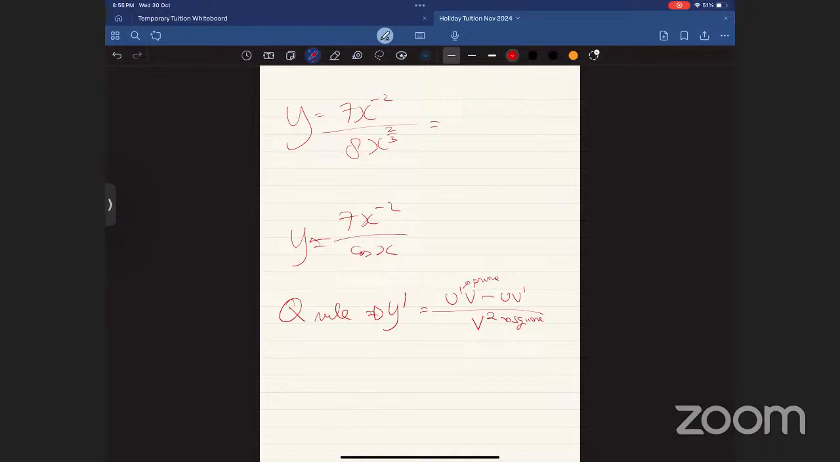No need. Instead, what do we do? Can you do it? Instead, we do in this, but can you? Okay, then tell me. 7x, 7 over 8. What do you think? Then x. And then? Minus 2 minus 2 over 3. Correct. Which if you simplify will be 7 over 8 x to the power of minus 8 over 3. Right? And then this differentiate just normally.